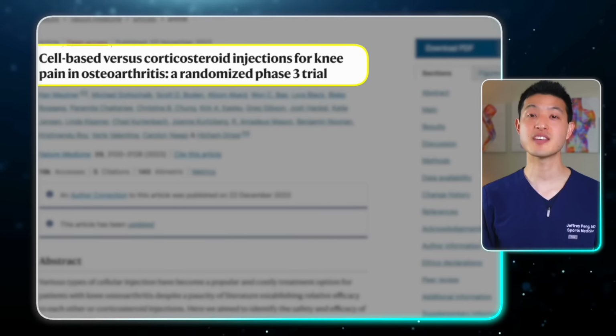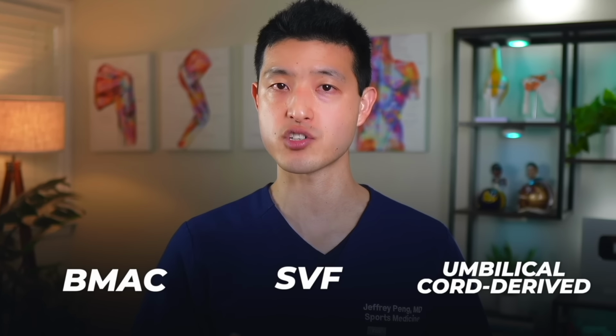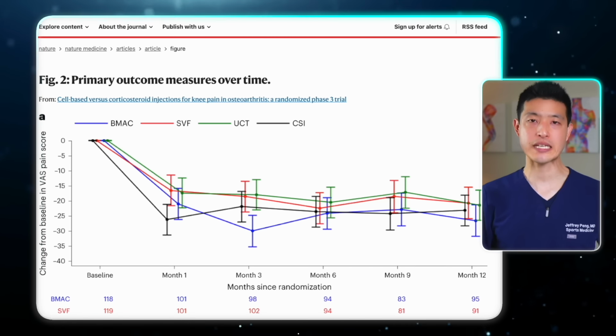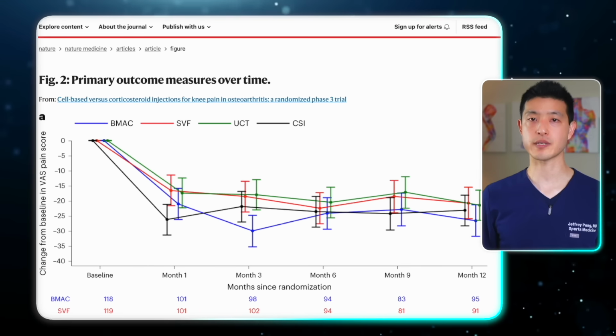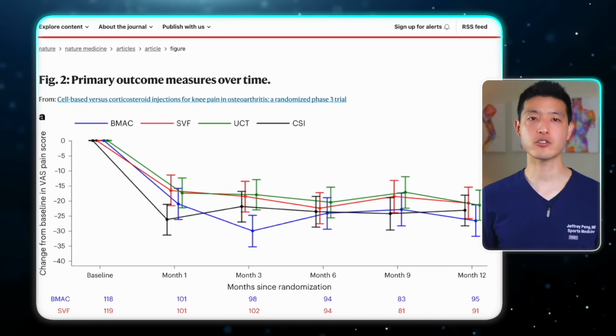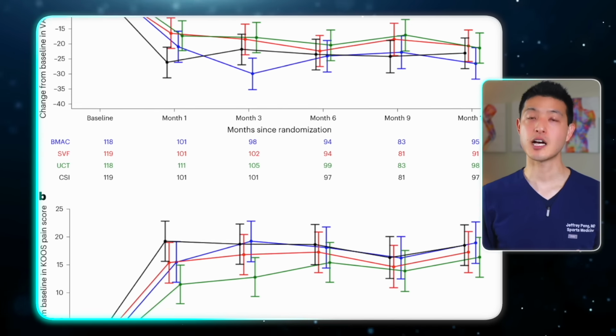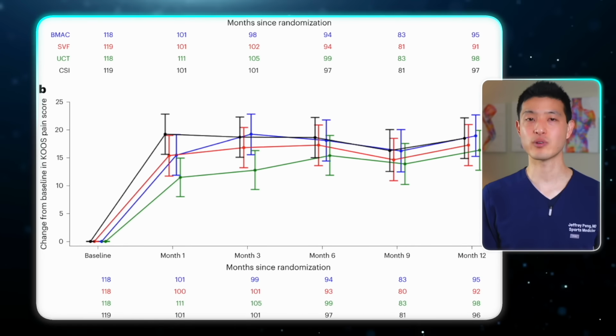That's why the results from this large randomized controlled trial were particularly significant. The study investigated the three types of stem cells. Again, that's BMAC, SVF, and umbilical cord tissue. The researchers compared each of these three stem cell injections to corticosteroid injections and reported outcomes at 1 year. The results showed that there was no difference in pain scores between any of the stem cell therapies when compared to cortisone injections. In addition, no treatment group saw any notable improvement in MRI scores. This suggests that none of the stem cell treatments helped repair or regenerate anything within an arthritic knee.